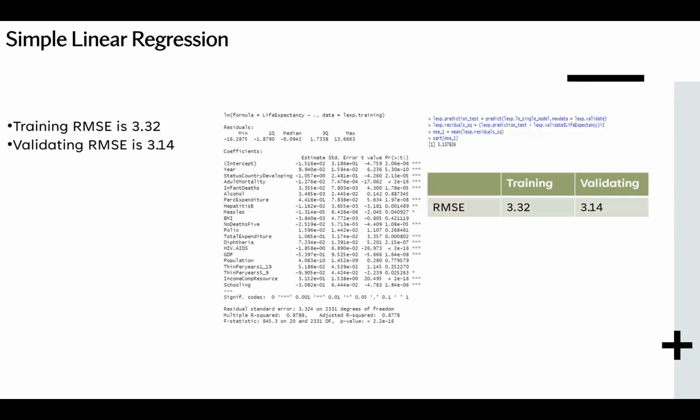As a measure of model performance, we assess the root mean square error, or RMSE. The results were as follows. For the training dataset, the RMSE was calculated to be 3.32. This indicates the model's predictive performance within the training dataset. For the validation dataset, the model produced an RMSE of 3.14. This provides a clear indication of how well our model generalized to new and unseen data, confirming its stability and reliability.